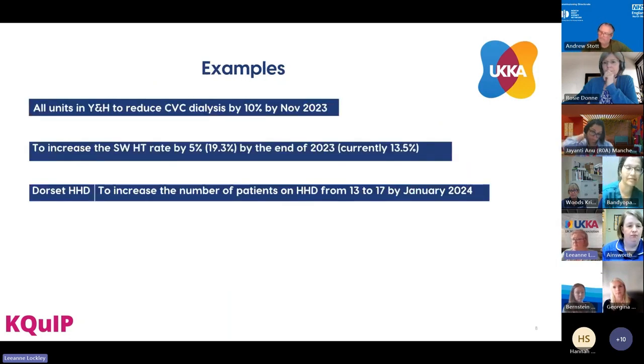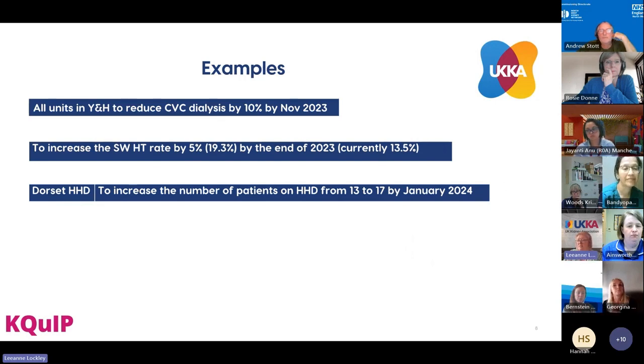So I've got a couple of examples for you, and these are other examples of dialysis examples from other KQIP regions. So all units in Yorkshire and Humber. So the first one, I'm not going to read them out to you. The first one is specific because it's about CVC lines, and it's in Yorkshire and Humber, so we know which region it is. It's measurable, so we want to see a 10% reduction. It was achievable when we set it, and it's relevant. It's relevant because we want to reduce CVC dialysis, and it's time bound. So in a couple of months, we'll know whether we've achieved that.